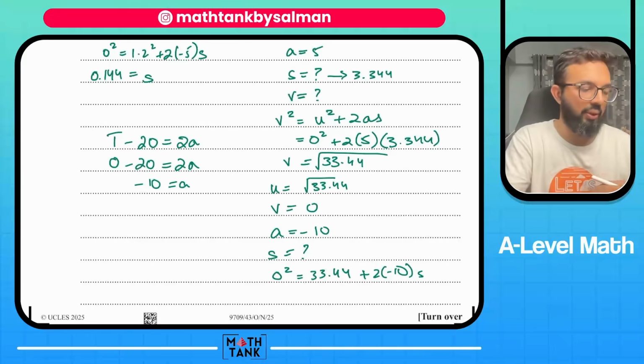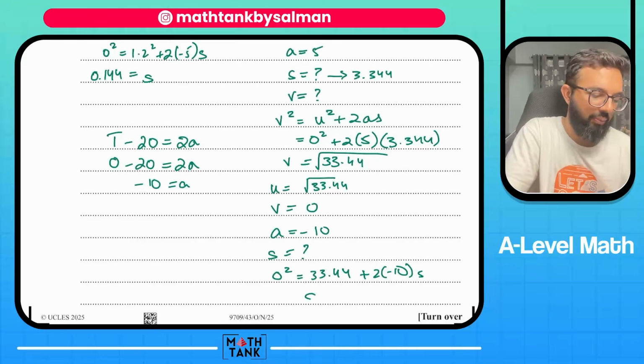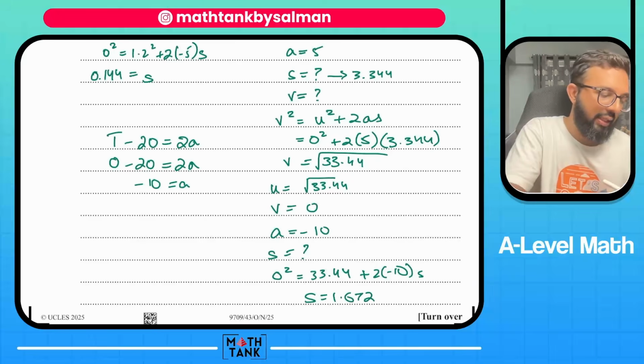So 33.44 divided by 20. This is giving me 1.672. Okay, so let's have the numbers first.